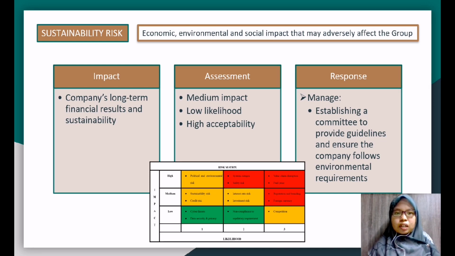The last risk is sustainability risk, which includes economic, environmental, and social impact that may adversely affect the group. The risk will give impact to the company's long-term financial result and sustainability. The risk assessment based on the risk matrix is medium impact, low likelihood, and high acceptability. Because of the medium impact and low likelihood, the risk response is to manage it. The company needs to manage the risk by establishing a committee to provide guidelines and ensure the company follows environmental requirements. I think that's all from me.